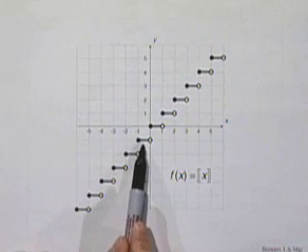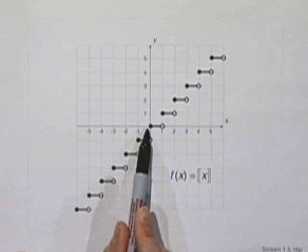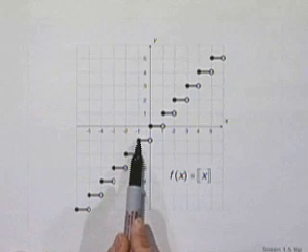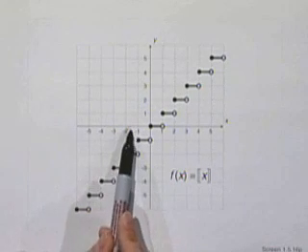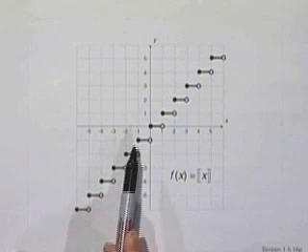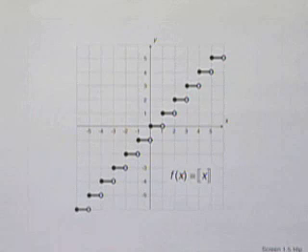And you can see that for any value of x, for example, between 0 and -1, the value of the function is -1. For any value of x between -1 and -2, the value of the function is -2. So you can see how the graph relates to the piecewise function we just defined.